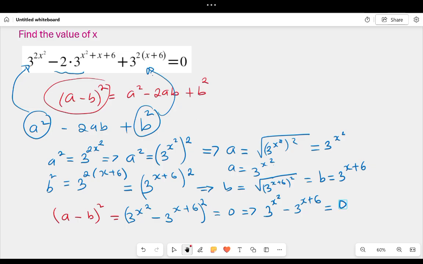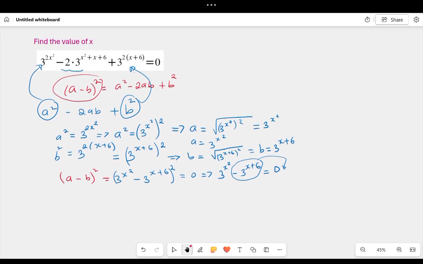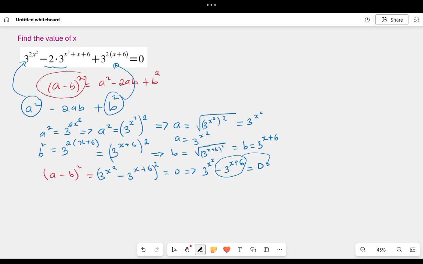Interesting, right? Now, moving this part here to the other side of the equal sign. Now we are going to move this one to this end. This is going to give us this kind of a solution. Now we are going to therefore have 3 to power x squared is equal to 3 to power x plus 6. Now, because the bases are the same, we are going to cancel out these two bases, and therefore, we'll be left with x squared is equal to x plus 6.